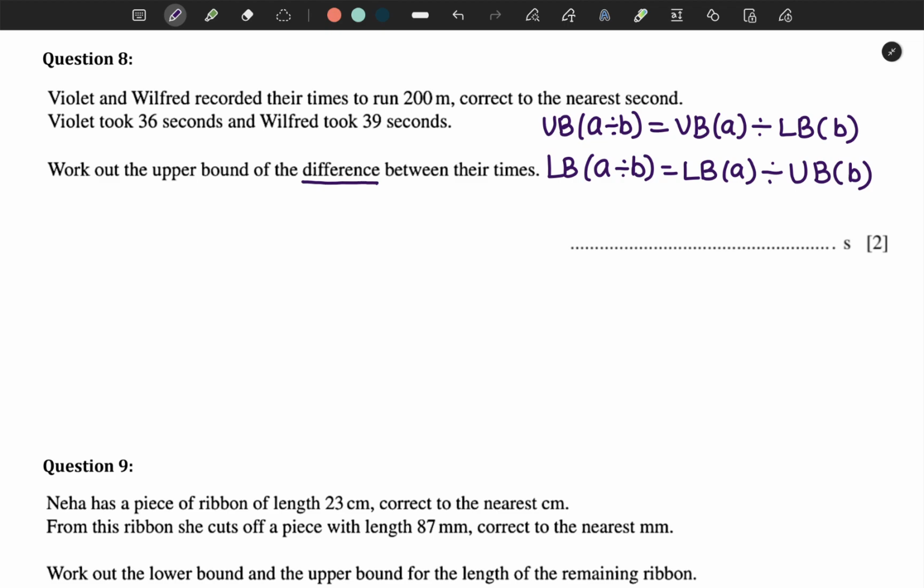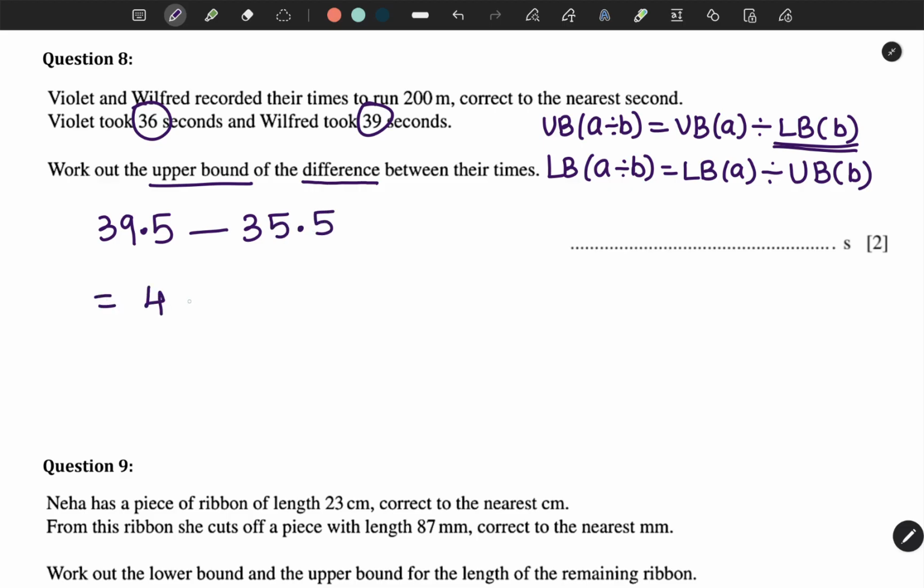But for division and subtraction, we have to be careful while finding the lower and the upper bound of the given quantities. In this case, we have to find out subtraction of the two values 39 and 36. So first write down what are the upper bound and the lower bounds. Because we need upper bounds, let's just find out the bigger value's upper bound, which is going to be 39.5, and we subtract the lower bound of this, that is 35.5. When we subtract this, we get 4.0, so we write 4.